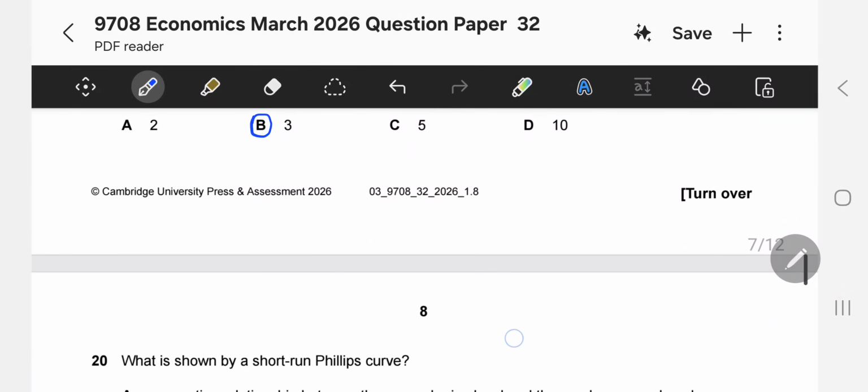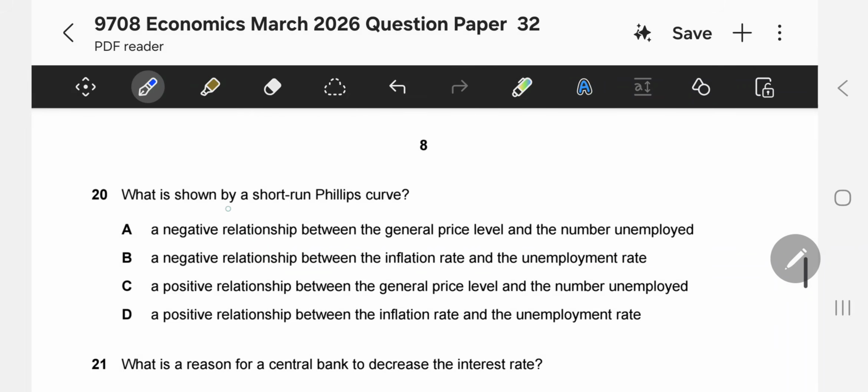Okay, let's go to question 20. What is shown by a short-run Phillips curve? The Phillips curve is most likely showing a negative relationship between the inflation rate and the unemployment rate.